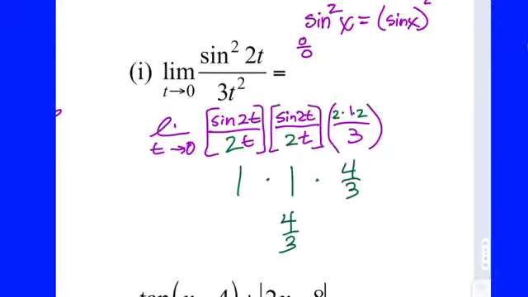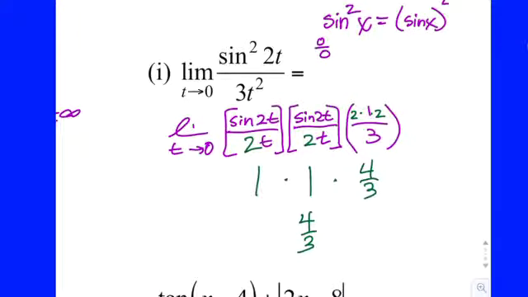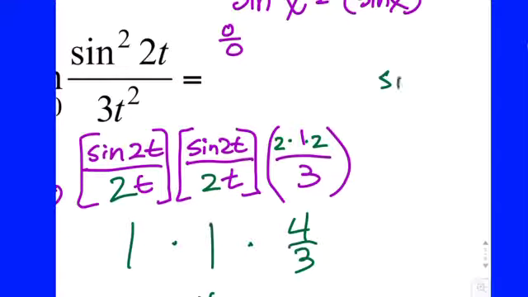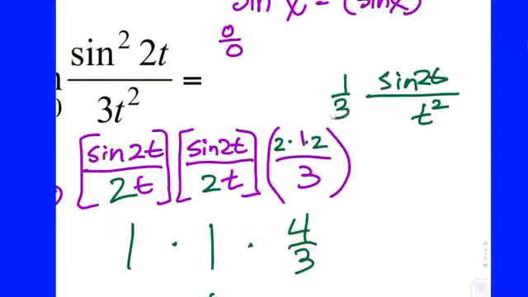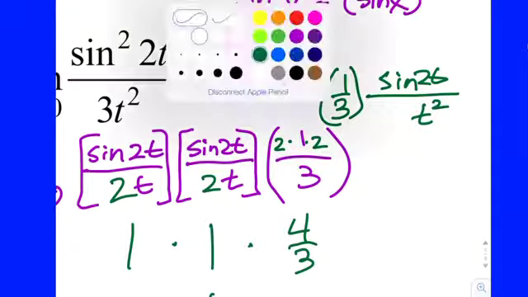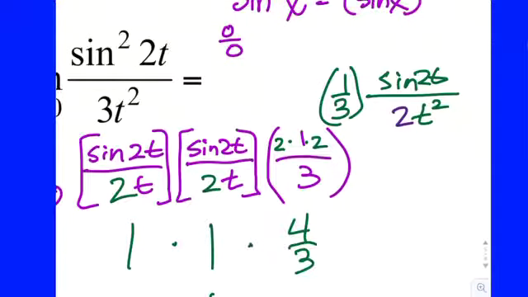Some people get overly confident with something like this, and they'll do this. They'll say, okay, it's sine squared of 2t all over t squared, and then they put the 1/3 out here, and they're like, okay, I need a 2, and they'll put a 2 there, and then they'll put a 2 here, and then they'll call that 1, right? And that doesn't quite work, does it, even if it's squared? Because they didn't split it up, they didn't square the 2, so just be careful.